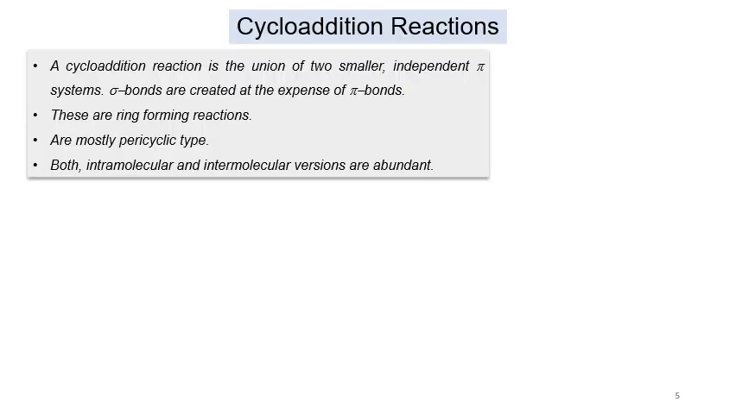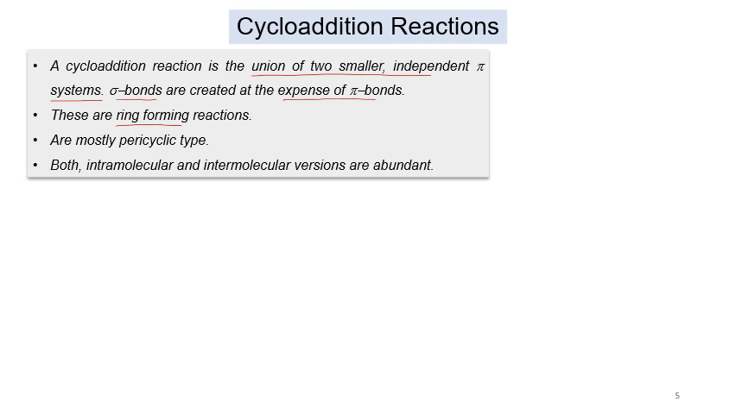Alright, let's go on to now defining what is a cycloaddition reaction. A cycloaddition reaction, by definition, is the union of two smaller independent pi systems where sigma bonds are created at the expense of pi bonds. And obviously, as the name suggests, it's a cycloaddition. That means these are essentially ring forming reactions. They are mostly pericyclic in nature, but there are exceptions.